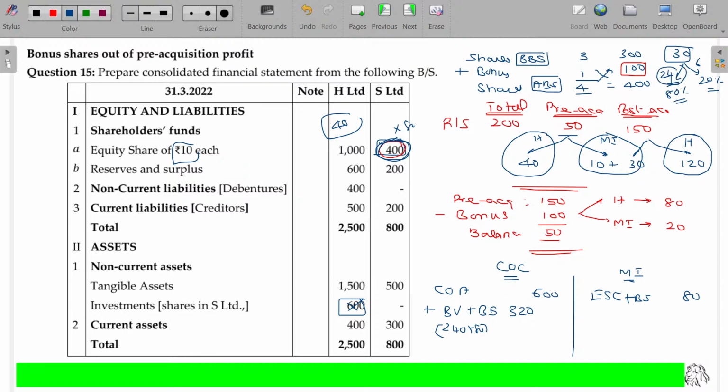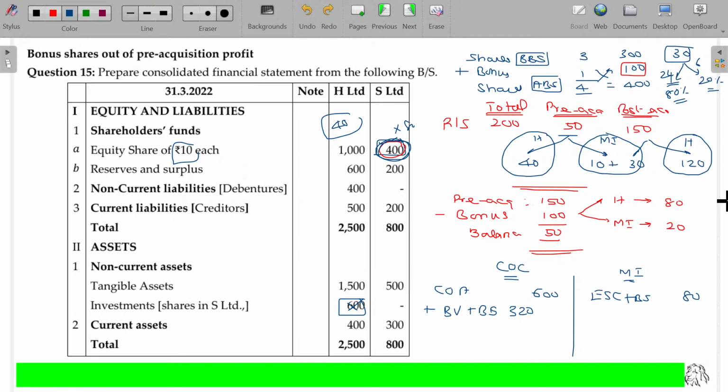240, 24 shares originally purchased at 10 rupees, 240 plus bonus share 80, 320. Anyhow, in the books, the book value of the equity share capital in S Limited is considered inclusive of bonus share. You need not add it separately. If it is not stated so, then you have to add. So in the balance sheet, the number of shares in S Limited may be inclusive of bonus share or exclusive of bonus share. You have to be double cautious in that.